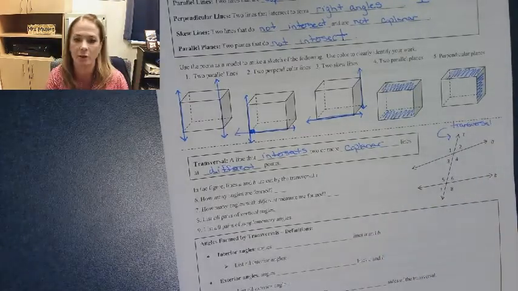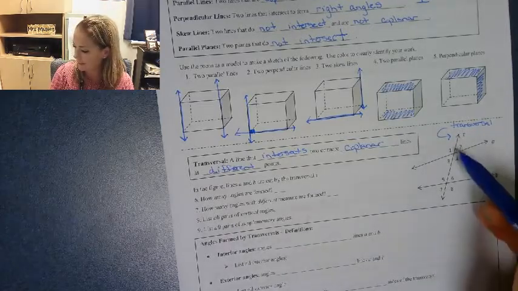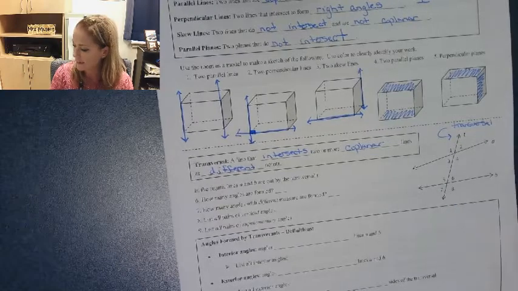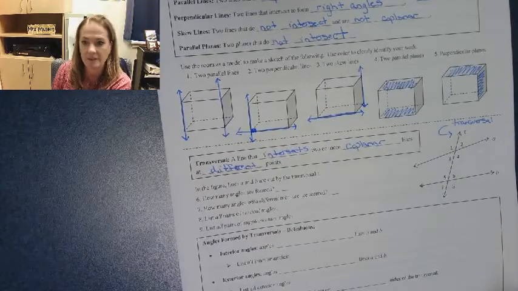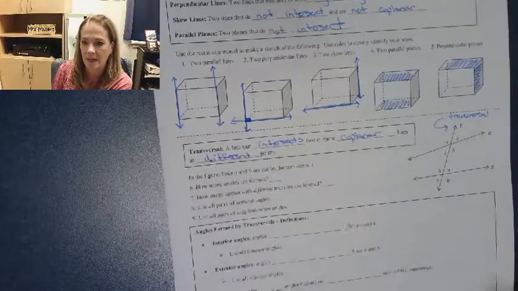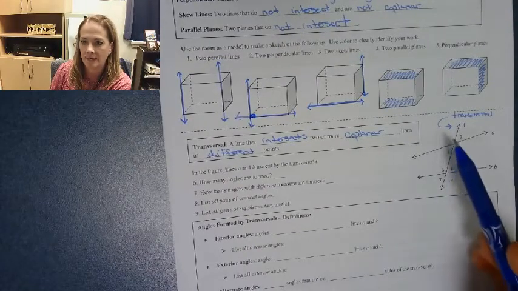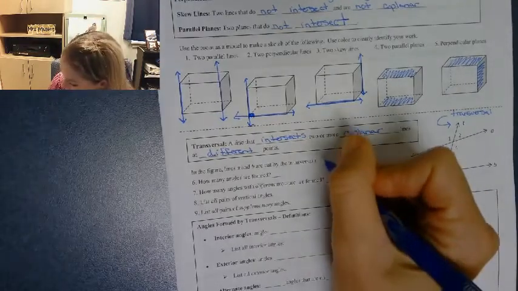And what it does is it creates a ton of angles. So when it cuts the lines A and B, you get angle 1, angle 2, angle 3, angle 4, 5, 6, 7, 8. So these are going to be angle pairs, and they're going to have relationships in terms of their measure. So how many angles are formed? You can count 1, 2, 3, 4, 5, 6, 7, 8. 8 angles are formed.